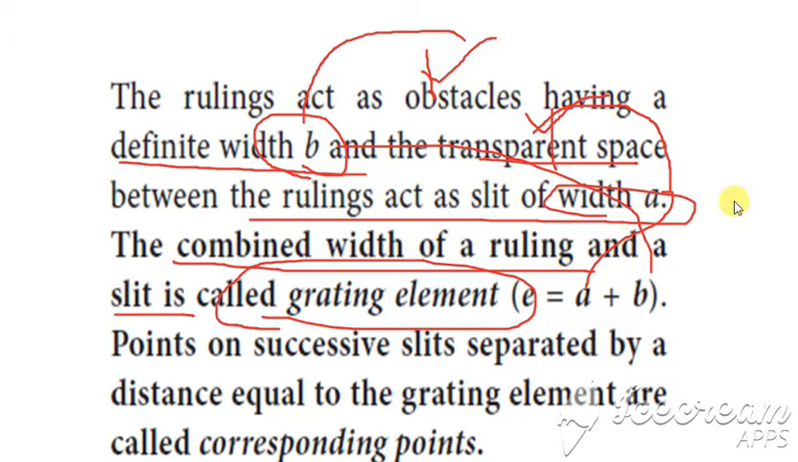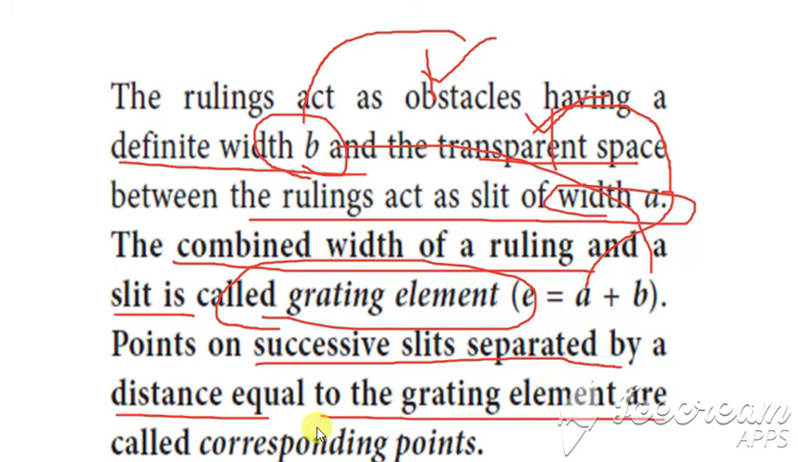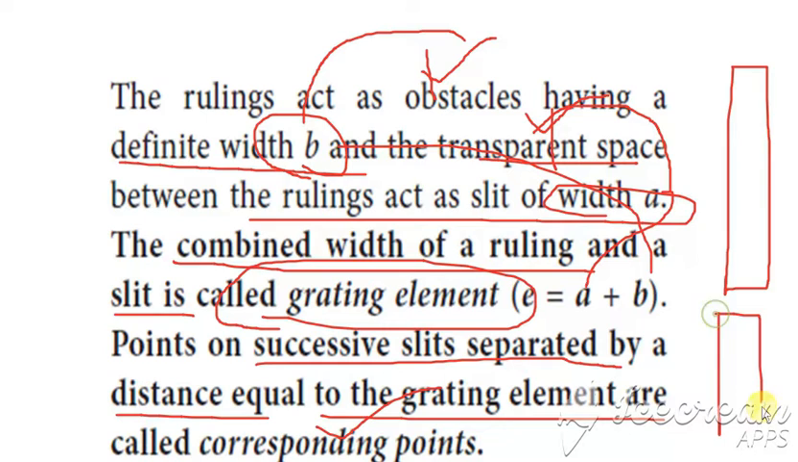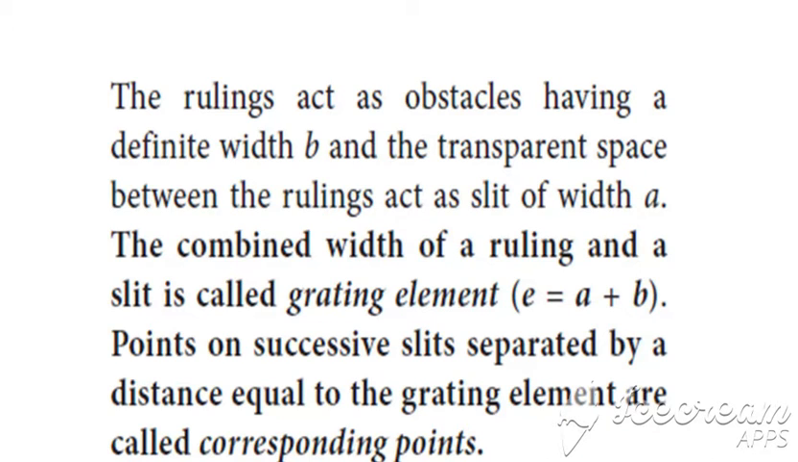The points on successive slits separated by a distance equal to the grating element are called corresponding points. So if you consider many points on successive slits, separated by this grating element, then those points are called corresponding points. Clear with what a grating element and corresponding points are?